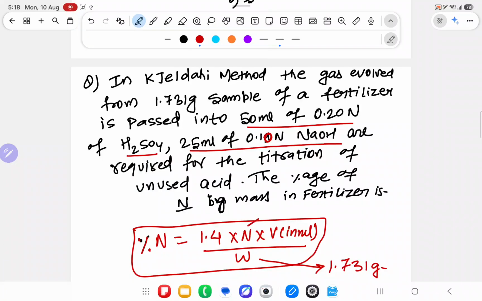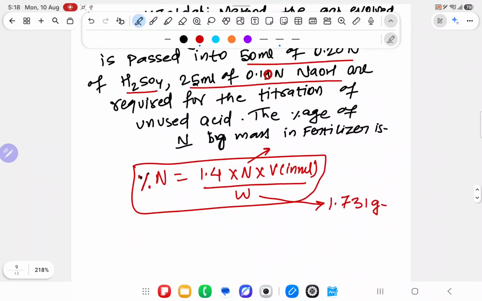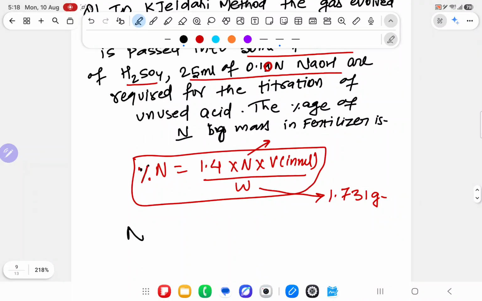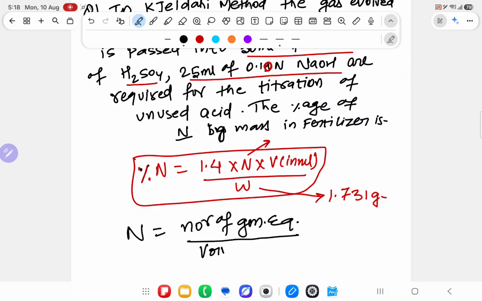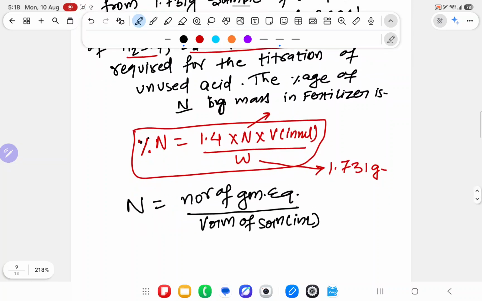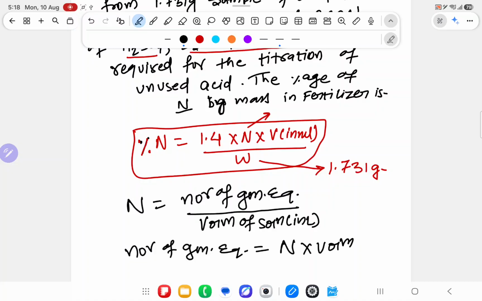We need normality over here, no problem, but we also know one formula: normality equals number of gram equivalents divided by volume of solution in liter. Those who didn't know, just write it. From here you will say, sir, number of gram equivalents equals normality into volume. It means this formula can be changed like this also if you want. Percentage of nitrogen is 1.4 into gram equivalents. I will write the bottom side.